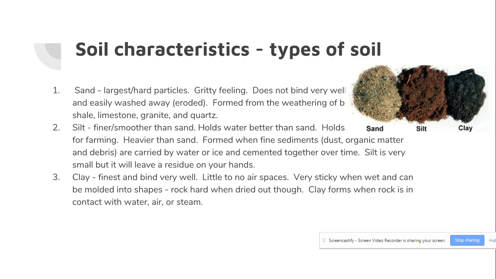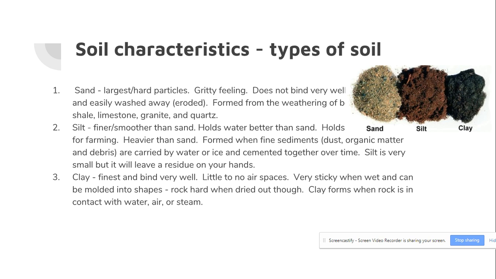All right, so soil characteristics, the different types. Oops, you cannot see the words there. I will fix that. You'll be able to see them when you look at your notes. Sand is the largest. Feels gritty, it doesn't bind well, it's easily eroded or washed away. It's formed from the weathering down of shale, limestone, granite, and quartz.